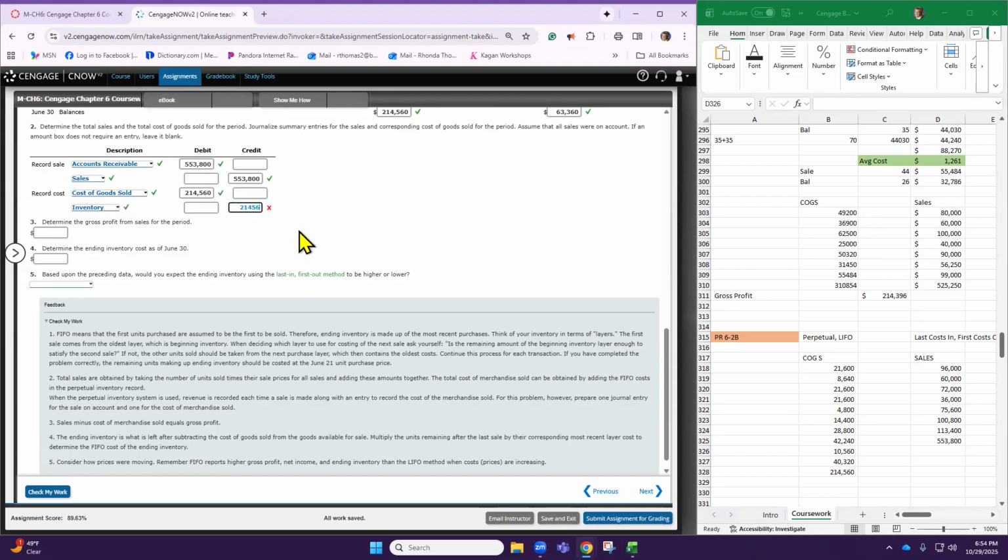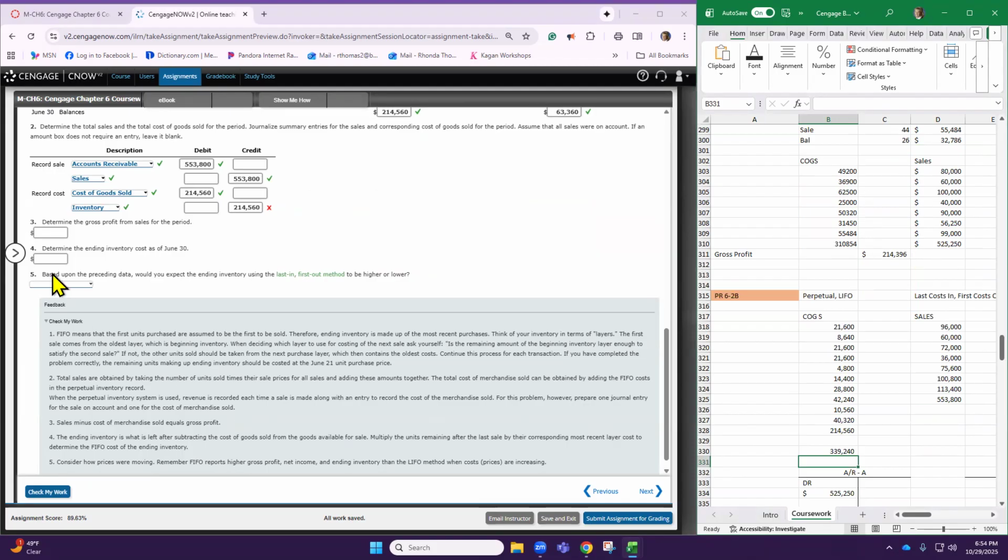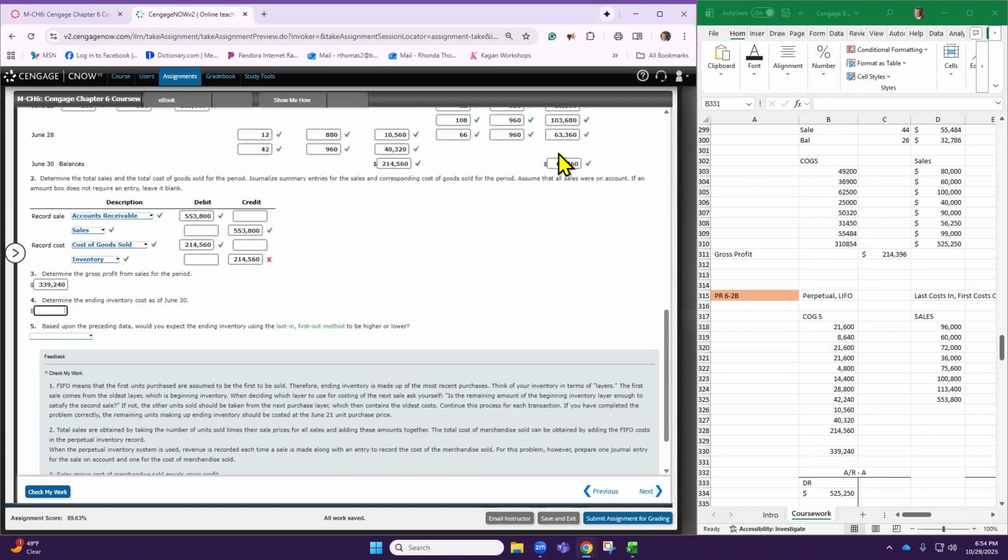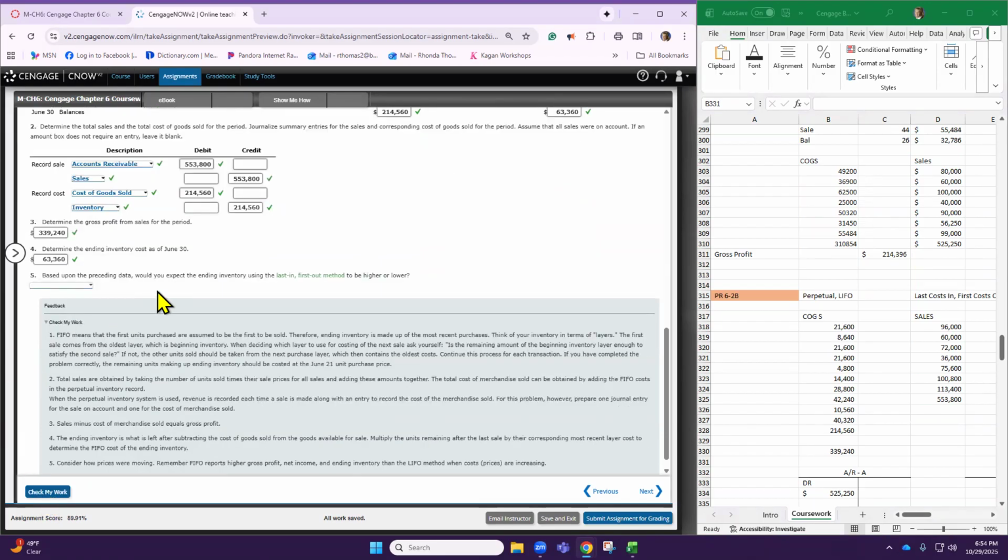All right, 214,560. All right, so now we want a gross profit. Okay, so we want our sales minus our cost of goods sold, which is 339,240, and the ending inventory is right there. Ending inventory, 63,360. Yep.